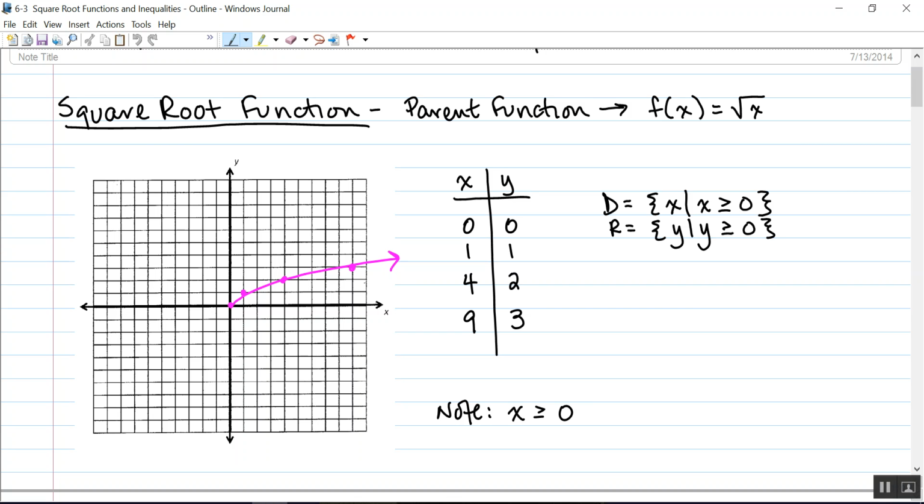And you'll notice that x has to be greater than or equal to 0 because I cannot have a negative number under there. Just can't graph an imaginary number on the coordinate plane. So x has to be a positive number or 0.